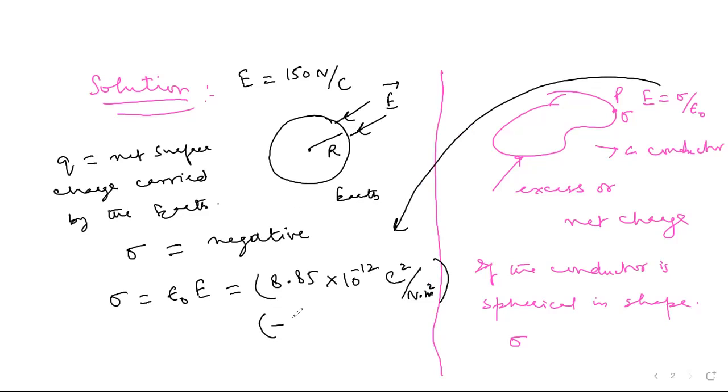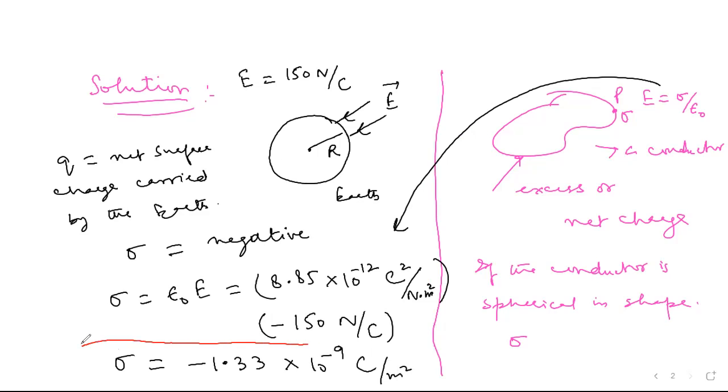So I take it minus 150 Newton per coulomb. When we do the calculation, it turns out to be minus 1.33 into 10 raised power minus 9 coulomb per meter square. This is my sigma, the average surface charge density of Earth.